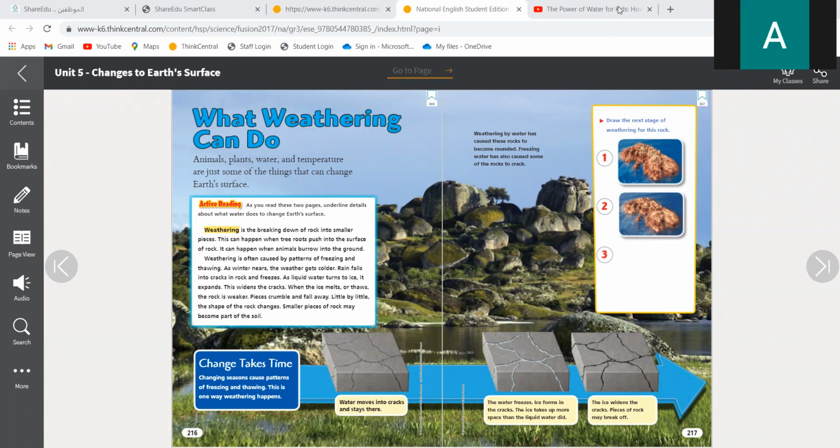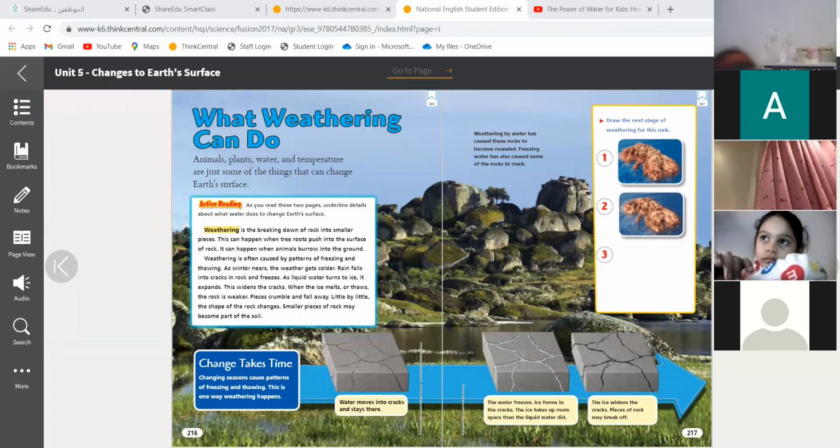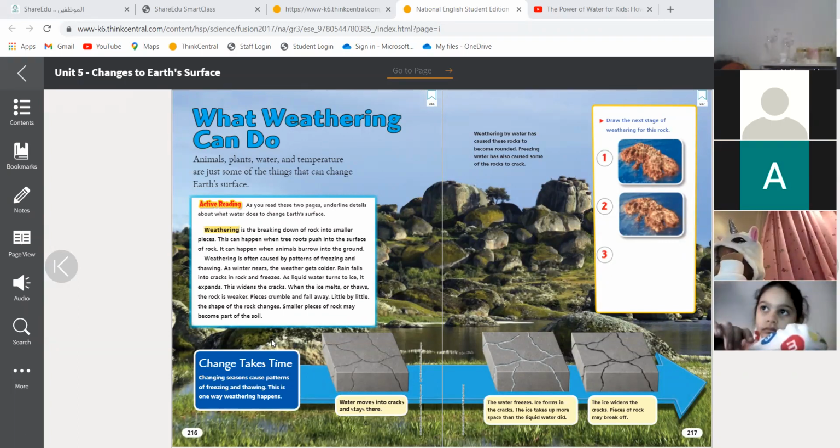We are learning about how Earth's surface changes slowly or quickly. How does Earth's surface change slowly or quickly? Slowly. Yes, that's right, slowly. Excellent. We are studying how the Earth's surface changes slowly.